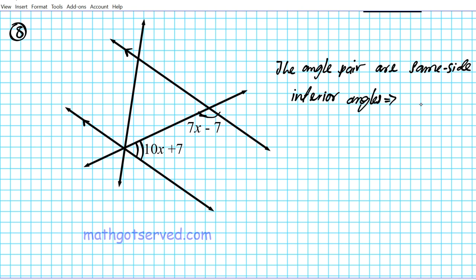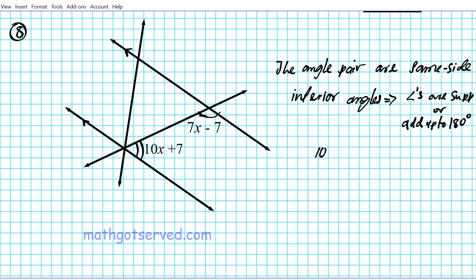Same side interior angles are supplementary, so the angles are supplementary. Another word for supplementary is they add up to what? Supplementary angles add up to 180 and complementary angles add up to 90 degrees. So you want to keep that in mind. Okay, so with that piece of information, we can go ahead and set up an equation.